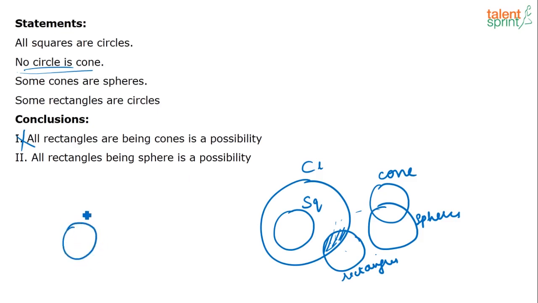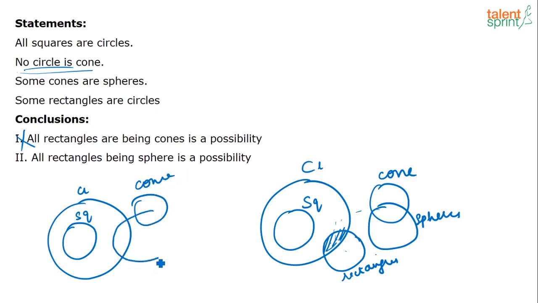So let me just redraw the diagram in another way in which you can draw it. So this is square, this is circle, right? Now this is cone, okay. Now let this be sphere. Now rectangles can be like this, right? This can be the rectangle.